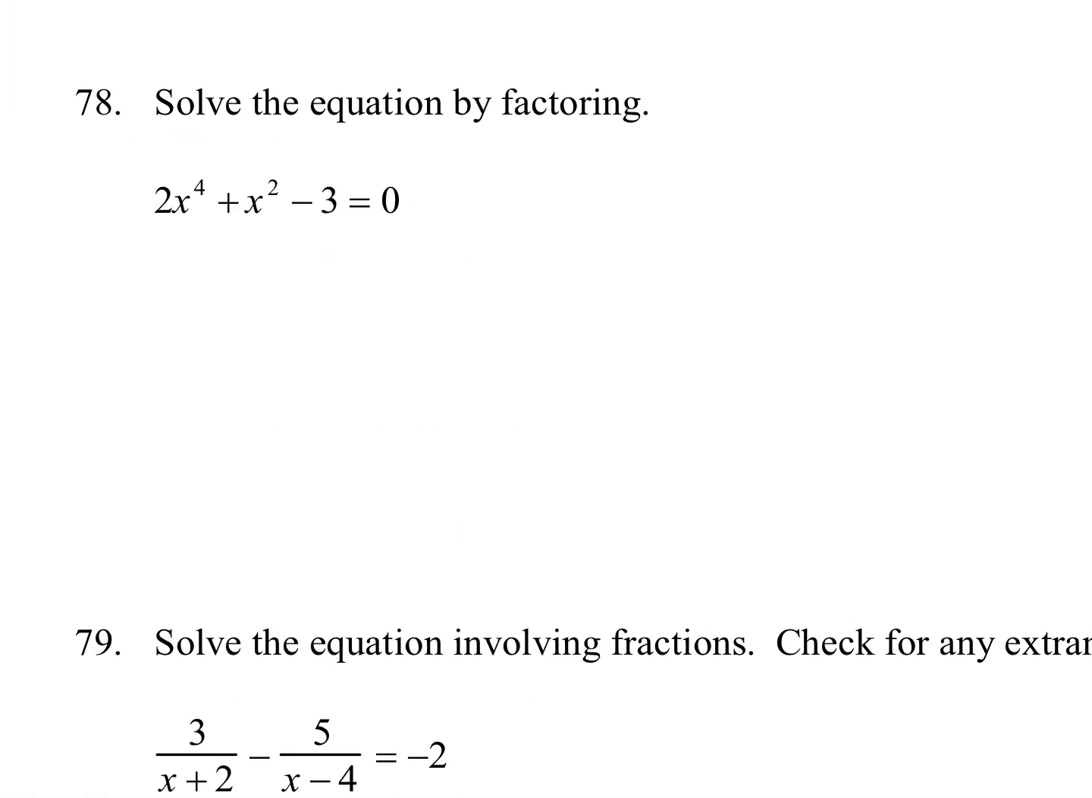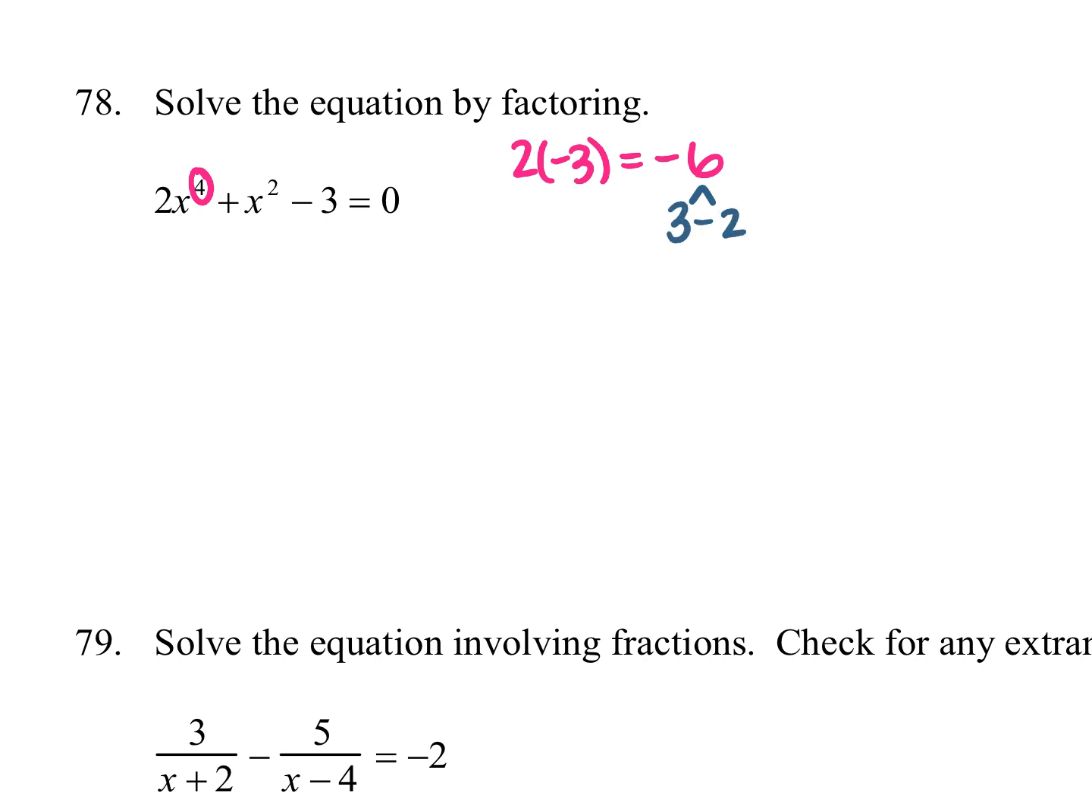For 78, it tells you to factor 2x to the fourth power plus x squared minus 3. Now, since this has an x to the fourth power, you need to keep that in mind. When you do separate it, you're going to have an x to the second power and a 2x to the second power. So, do what you know how to do. A is not 1, so multiply A and C. 2 times negative 3 is negative 6. Factors of negative 6 that add to be positive 1 are 3 and negative 2.